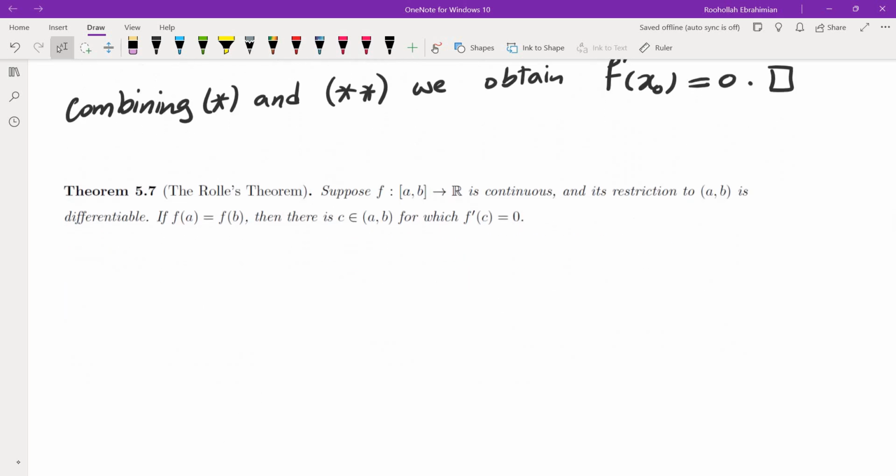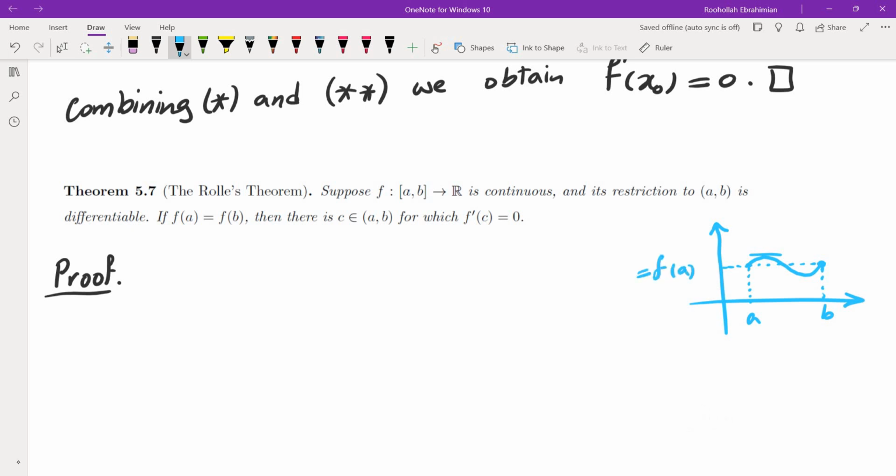Okay, so next we're going to talk about Rolle's theorem, which is a specific case of the mean value theorem. So Rolle's theorem tells us this: if you take a function where the values at the endpoints are the same, there are some certain conditions that are needed. We need our function to be continuous over the closed interval and differentiable over the open interval. If the values at the endpoints are the same, then there's going to be at least one bump here, which means there's going to be some maximum or minimum at some point, and at that point the function has a derivative of 0.